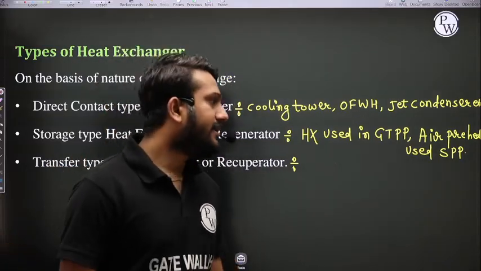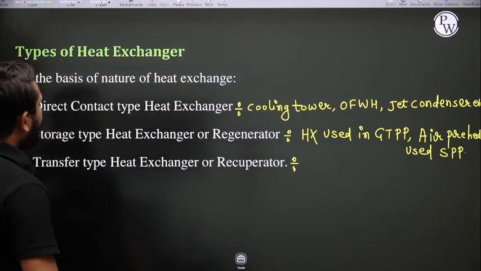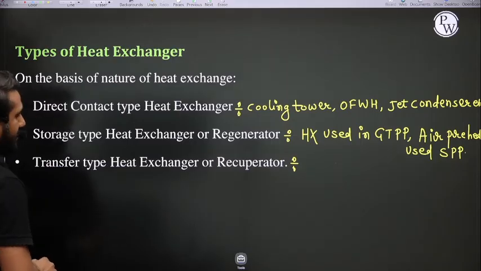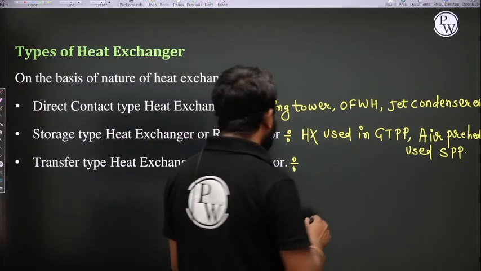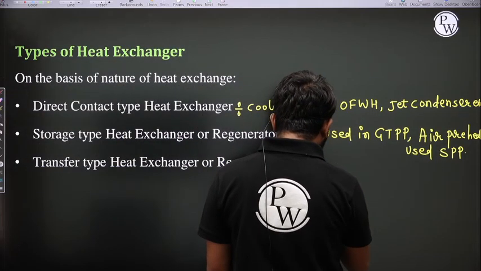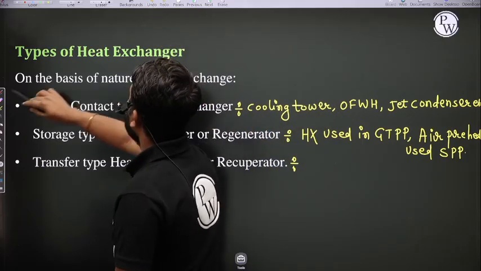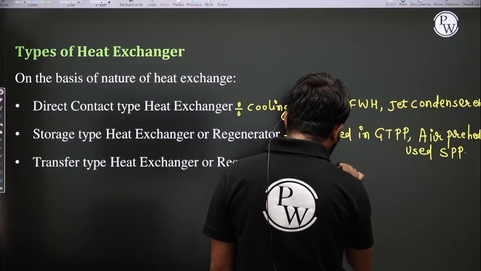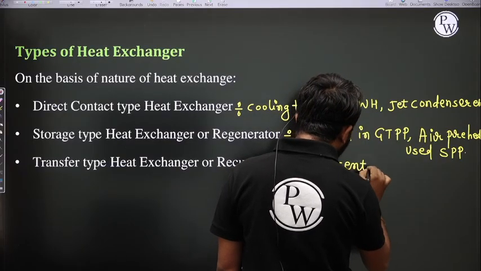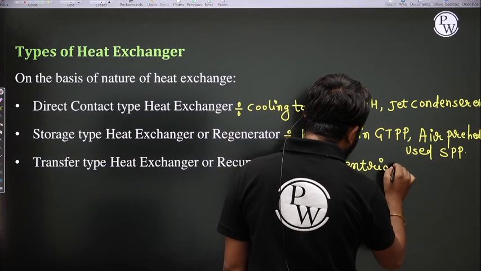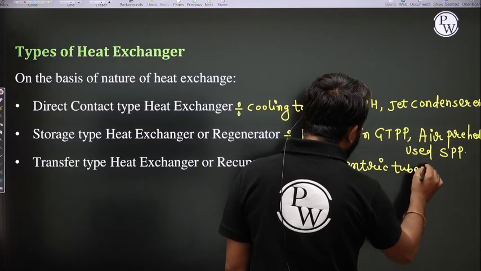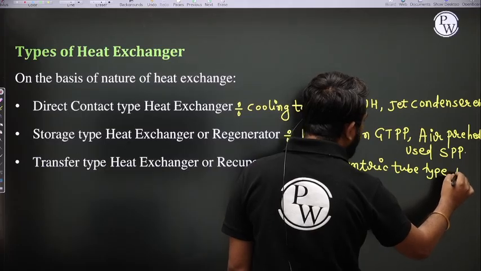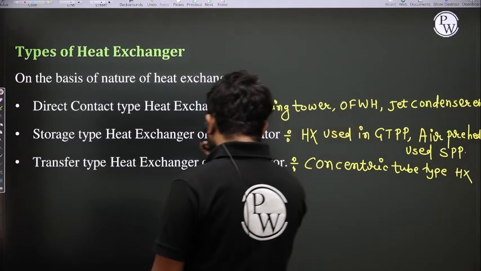Now see, there are certain examples of the transfer type of heat exchanger. The first example is the concentric tube type of heat exchanger.